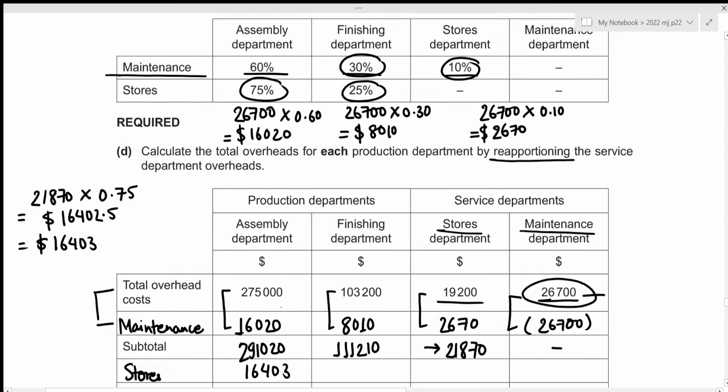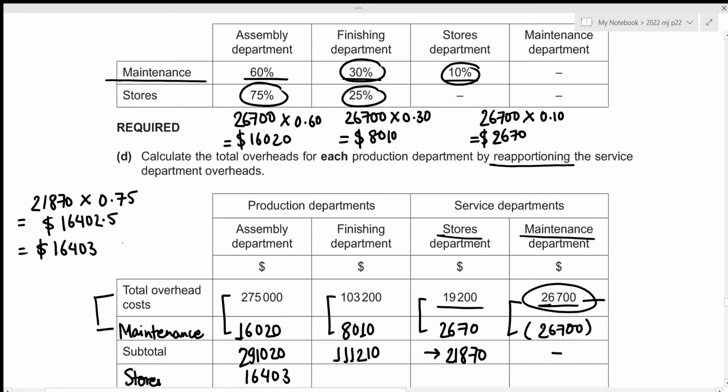Now we move towards reapportioning the stores department towards the finishing department, and that's 25% of the total, right? And our total is 21,870, so we can just multiply it with 25%, which we can write down as 0.25, and this results in the value of the reapportionment of stores department in the finishing department to be 21,870 times 0.25, which results in the value of 5,467.5.